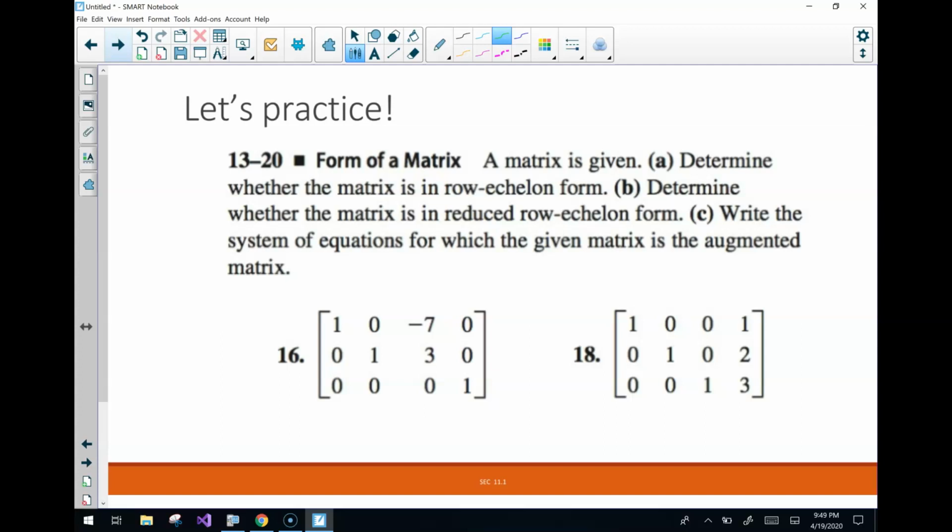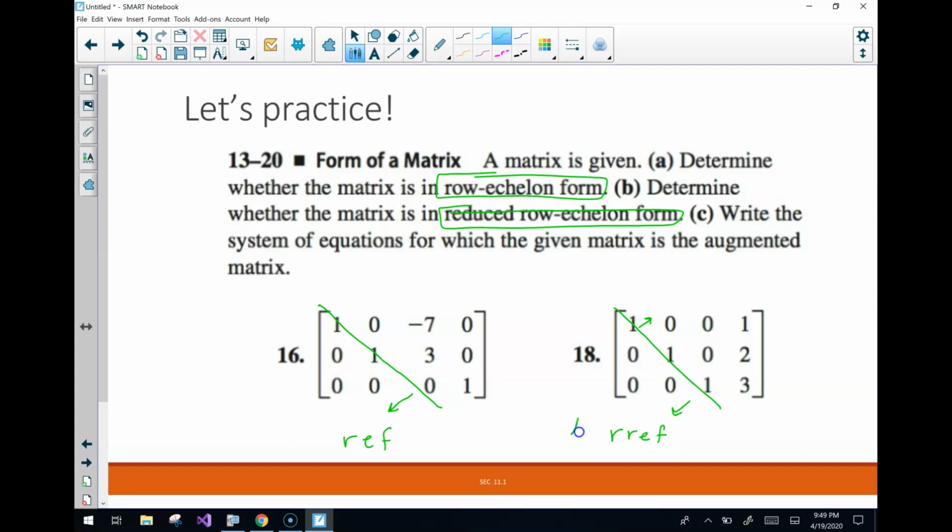Okay, so we've been talking about using the matrix method to solve systems of equations. We've talked about row echelon form. Row echelon form is that diagonal of ones with the zeros below. Reduced row echelon form is not only having the diagonal of ones and the zeros below, but also zeros above. If we have zeros below the diagonal and zeros above the diagonal, then it's called reduced row echelon form.